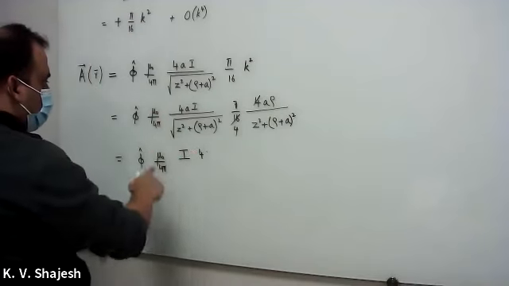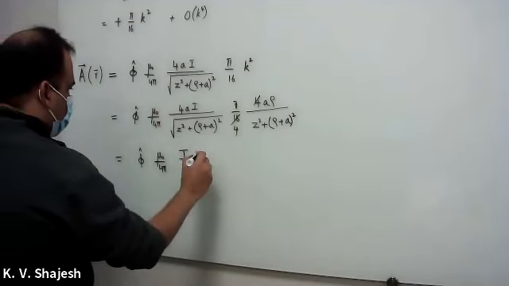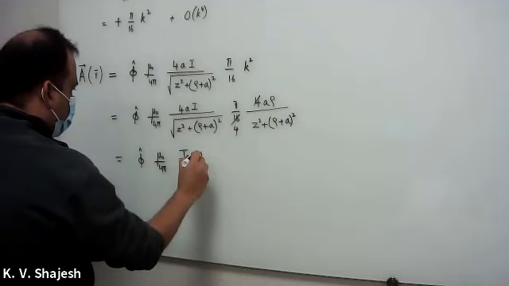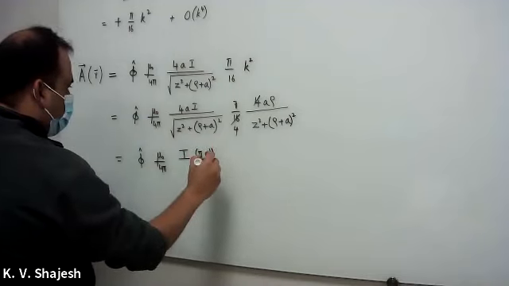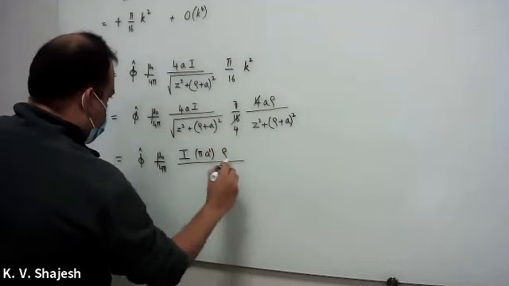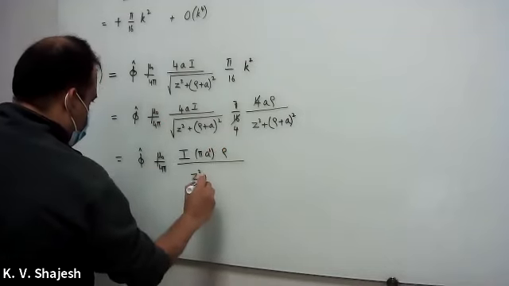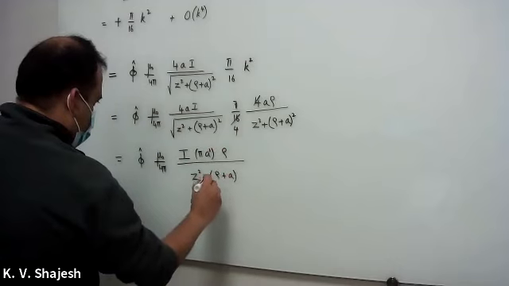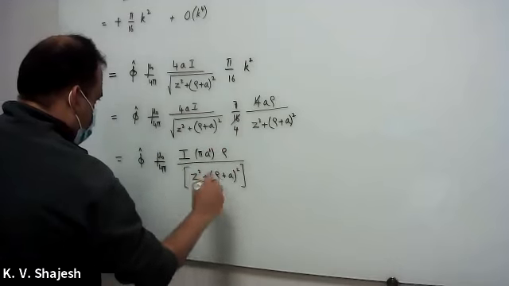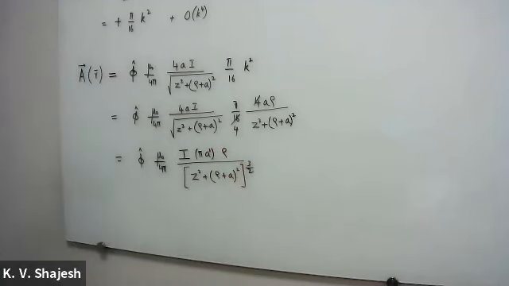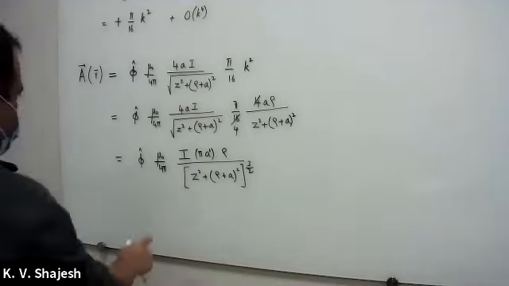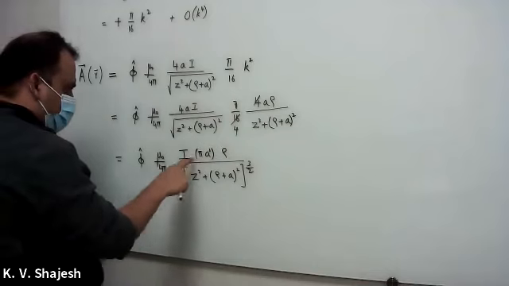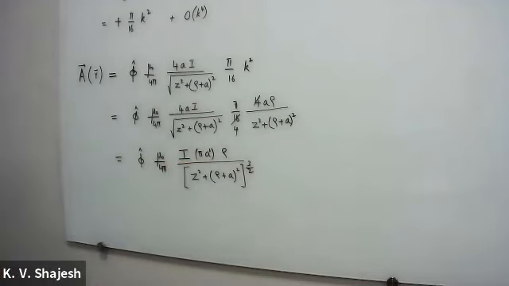No, one of the 4 cancels here also, right? So that's fine. Is this correct? Good. And remember that this is your magnetic moment, right? I times pi a square is the magnetic moment, so it shows up there. That's okay.